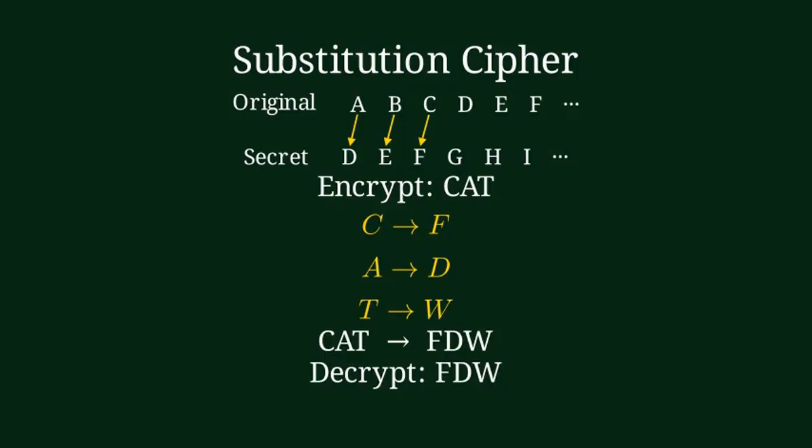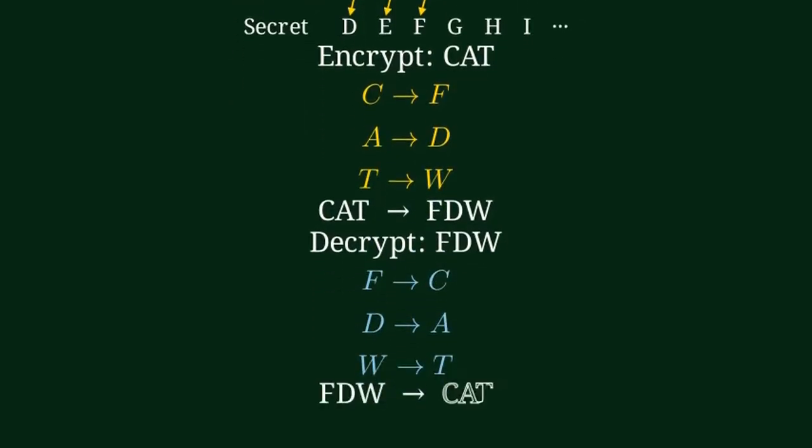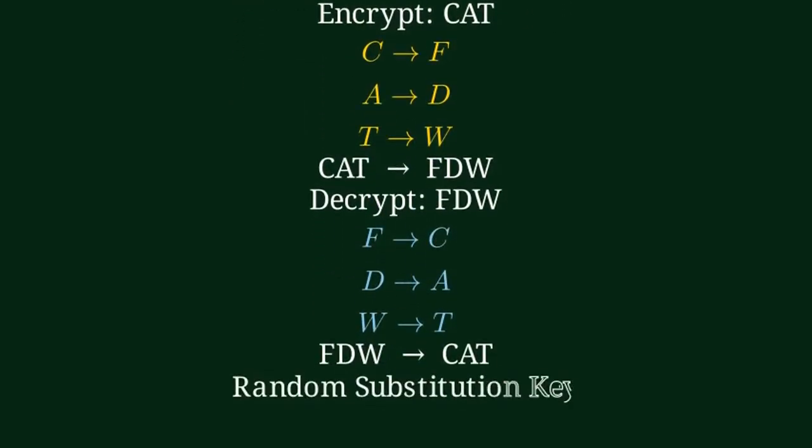We do not have to shift in order. We can scramble the entire alphabet. For example, A could map to Q, B could map to X, and C could map to J. This is a random substitution key.